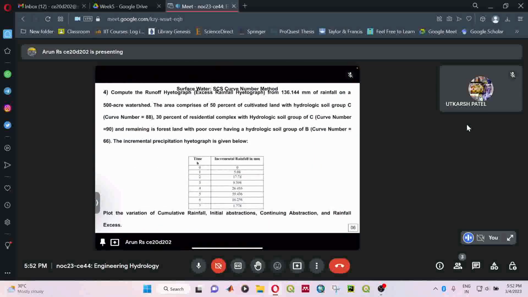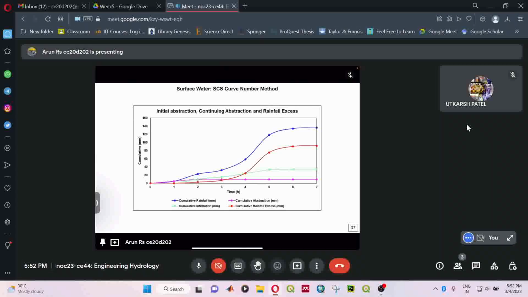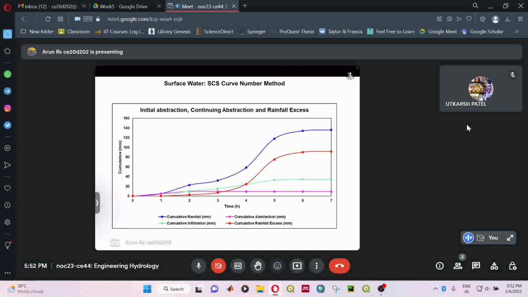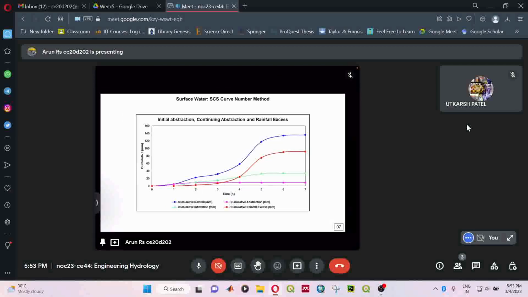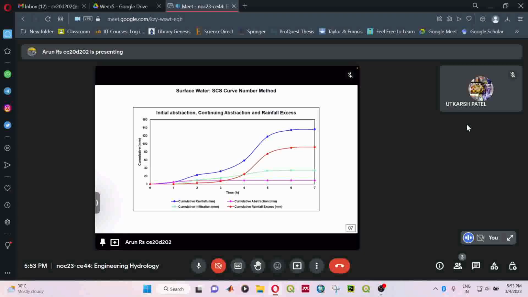Here we are going to plot the variation of cumulative rainfall, initial abstraction, continuing abstraction, and the rainfall excess. So this is how the plot looks. Blue color is the cumulative rainfall. It starts from 0 and continues, and it becomes horizontal at the end. Similarly, your initial abstraction is the pink color line, cumulative infiltration is green color, and red is the rainfall excess, that is the runoff. So this is how it varies in each time interval.